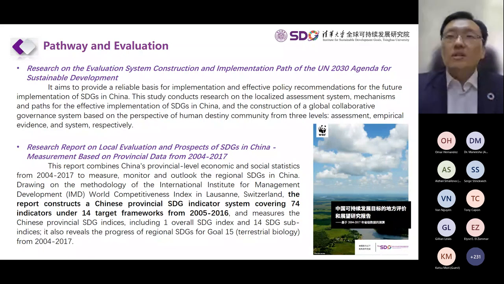And also, we have different policy research projects, such as the research on the evaluation system construction and the implementation path of the UN 2030 Agenda for Sustainable Development, and the research report on the local evaluation and prospects of SDG in China, measurement based on provincial data from 2004 to 2017.